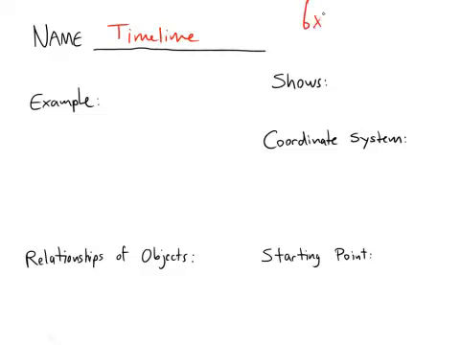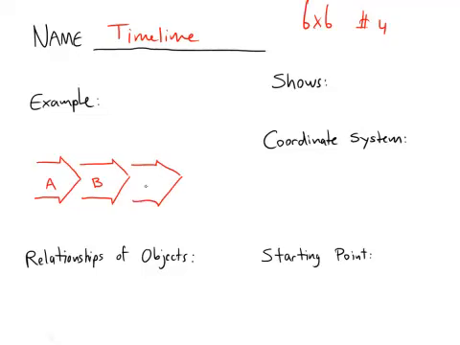So, okay, let's talk specifics about picture type number 4, the timeline. So this is 6x6, type number 4, the timeline. And let's come up with an example, something very simple. The typical timeline looks something like this. A happened, and A was followed by B, and B preceded C, and in the end, we ended up with D. So there's our very typical timeline.